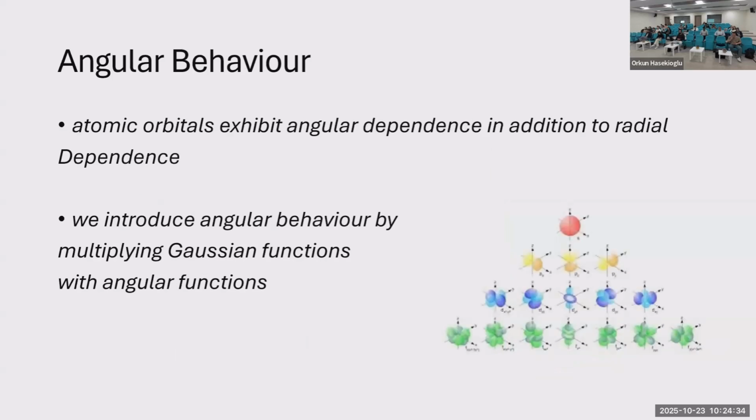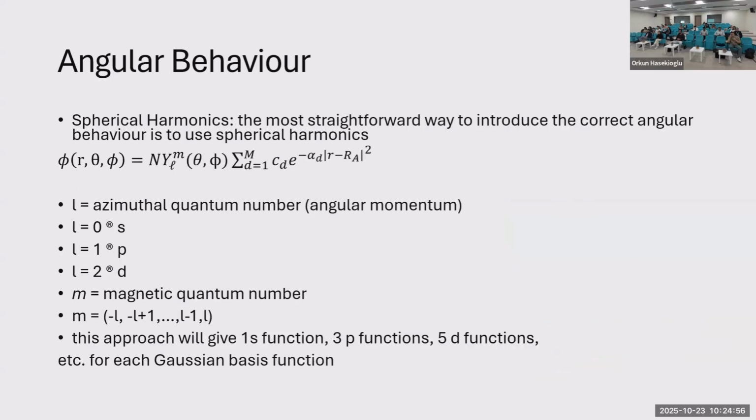Then we have the angular behavior when it comes to basis sets. Atomic orbitals exhibit angular dependence in addition to radial dependence, right? We introduce angular behavior by multiplying Gaussian functions with angular functions. So you have to change the direction, right? X, Y, Z, or rotate it. So you need the angular behavior, and spherical harmonics is usually used. It's the most straightforward way to introduce the correct angular behavior in the mathematical form.